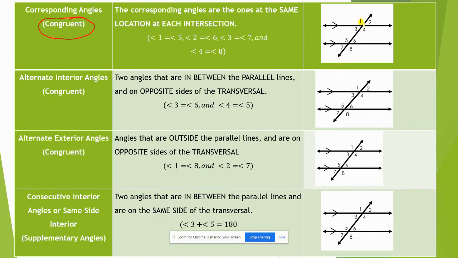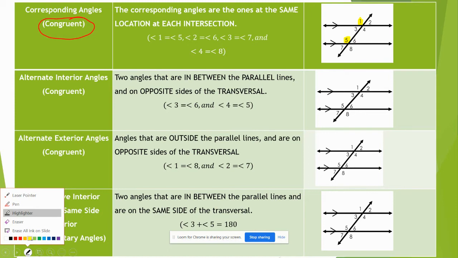So notice angle 1's position. Angle 1 is on top of the parallel line and on the left side of the transversal. So I'm going to be looking for another angle that is on top of a parallel line on the left side of the transversal. So I'm going to go to the other parallel line. So that's angle 5. So angle 1 and angle 5 correspond to each other because they're in the same location. So that means angle 1 and angle 5 are congruent. It means their angle measurement is equal.